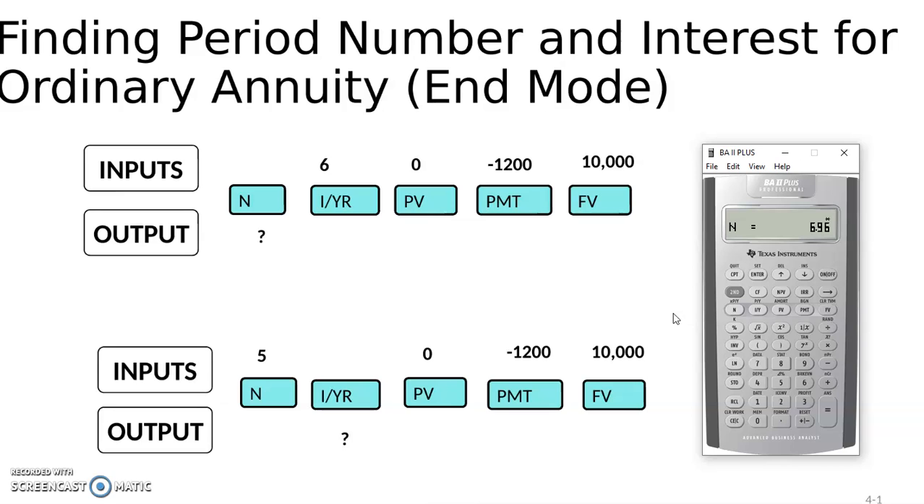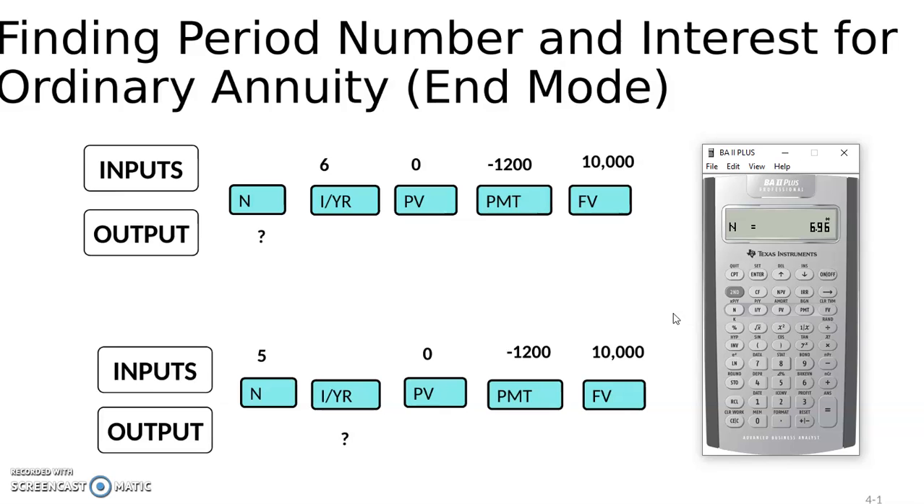This essentially tells me that if I were to save $1,200 every year in the form of an ordinary annuity, meaning I'm saving this money at the end of every year, if I require to reach $10,000 at an interest rate of 6%, I would need to wait for 6.96 years.